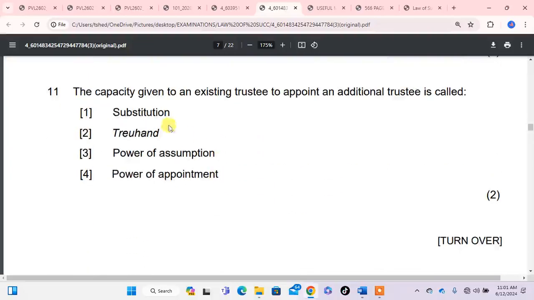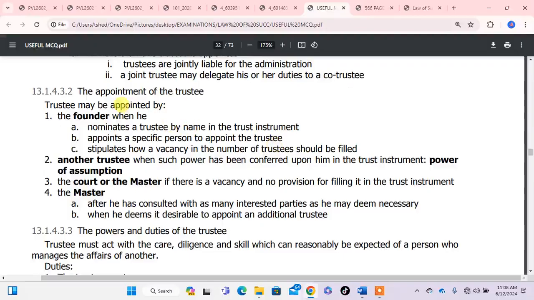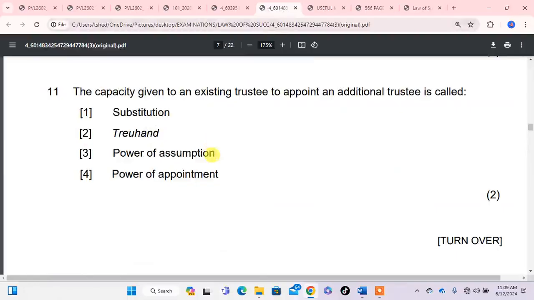The capacity given to an existing trustee to appoint an additional trustee is called what? It's very important to read about the appointment of a trustee. A trustee may be appointed by the founder, when nominated by a trustee by name, or appointed to stipulate another trustee when such power has been conferred upon him in the trust instrument: the power of assumption. Therefore, we know now that the answer is the power of assumption. The capacity that is given to an existing trustee to appoint an additional one is called the power of assumption.